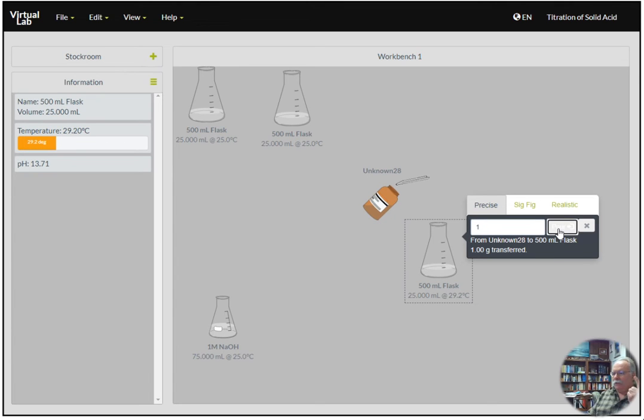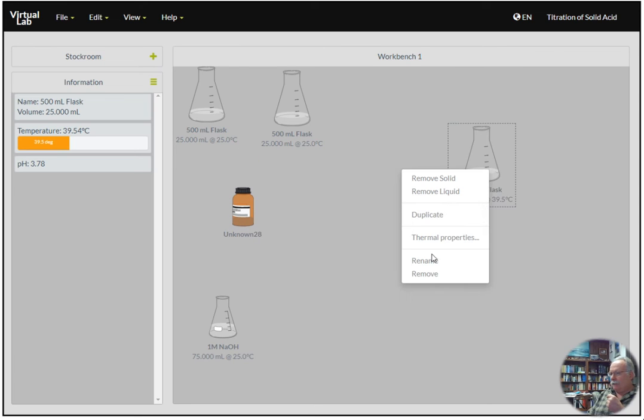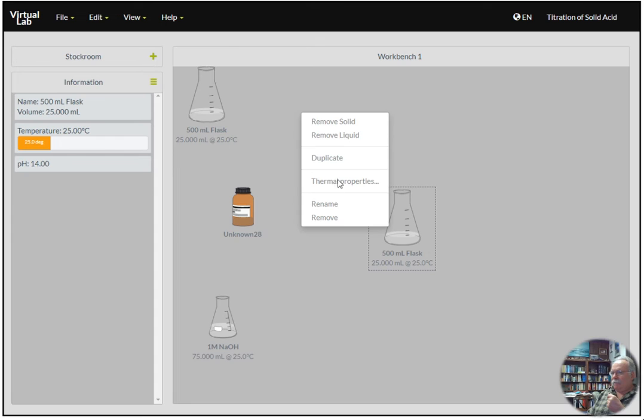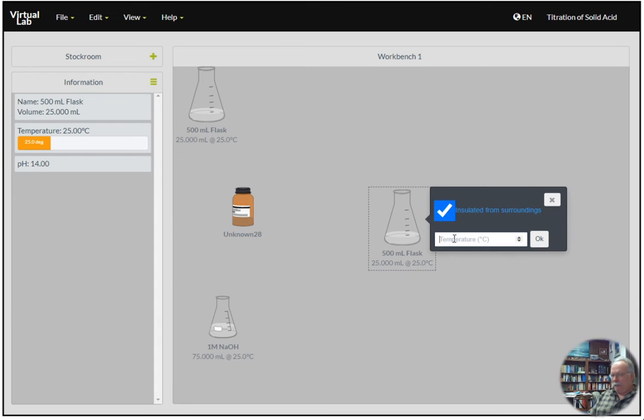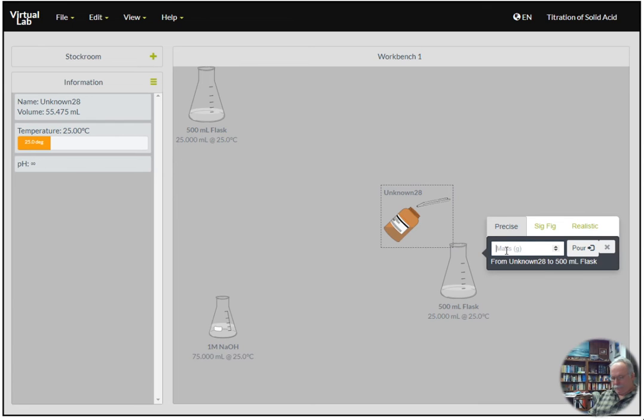So that's 1, 2, 13.36, 3, 12.73, 4, 3.78. Okay, so it was more than 3 grams, but 4 grams was too much. So I'm going to go remove. I'm going to take another one, right-click, thermal properties, isolate from the surroundings, make it 25, click OK. And now I'm going to start off with 3 grams.